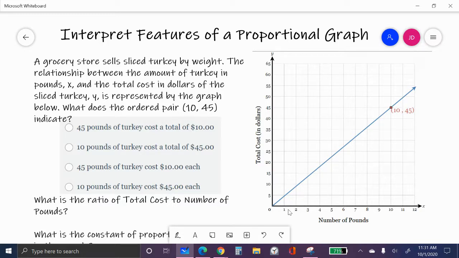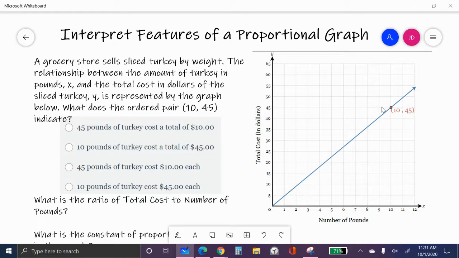In this first example, it says a grocery store sells sliced turkey by the weight. The relationship between the amount of turkey in pounds x and the total cost in dollars of the sliced turkey y is represented by the graph below. What does the ordered pair (10, 45) mean? If you read this graph, (10, 45) means that 10 pounds is going to cost $45.